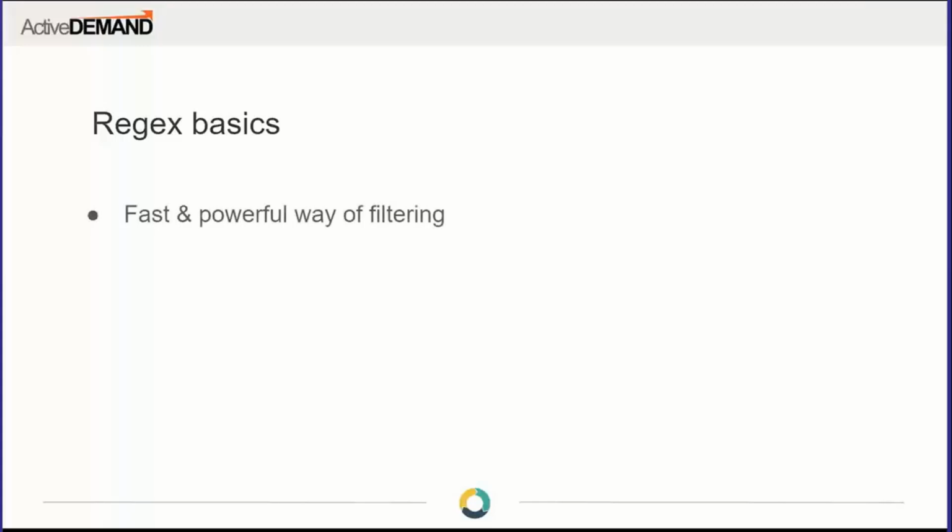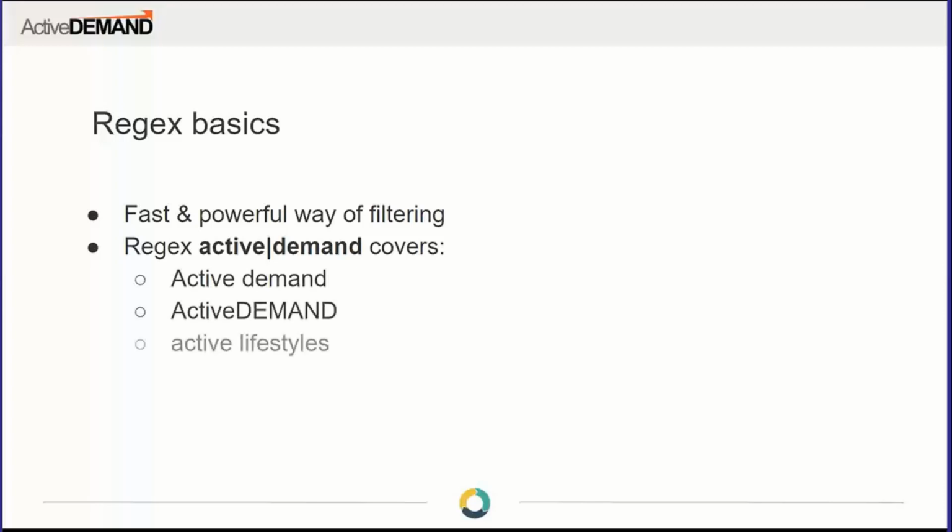Regex is a pretty powerful and fast way of filtering. Not everyone knows how to use it. I just want to show you a really simple use case that makes for really powerful filtering on branded versus non-branded. The one I use is "active|demand". The pipe is just under your backspace key on your keyboard, and that pipe is an OR. So this regex, active pipe demand, will cover ActiveDEMAND with a space in it, without a space, anything with active, anything with demand in it, and I put some silly examples in here.